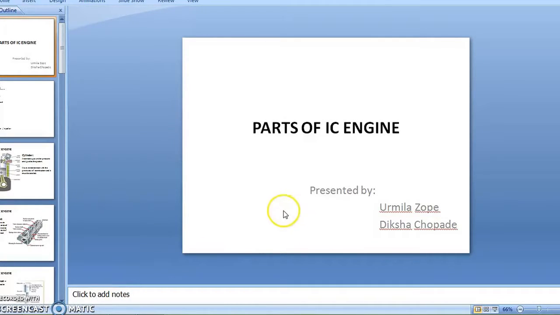Hello friends, in this presentation we will see parts of IC engine. Myself Diksha Chopde. In the previous presentation we have already seen the detailed classification of IC engine. Now in this presentation we will see parts of IC engine.